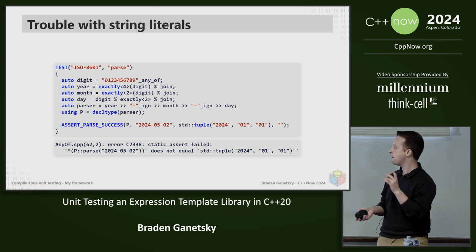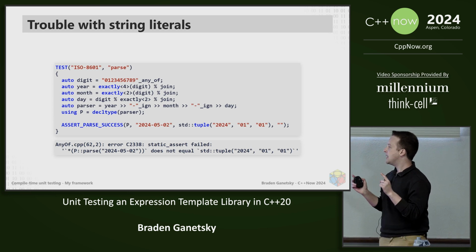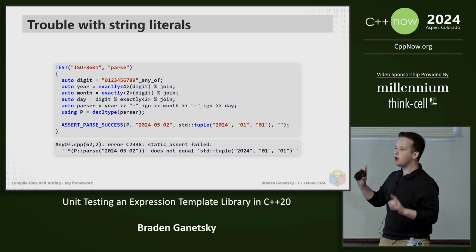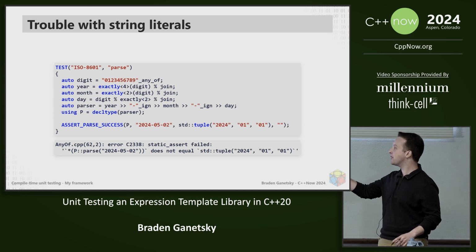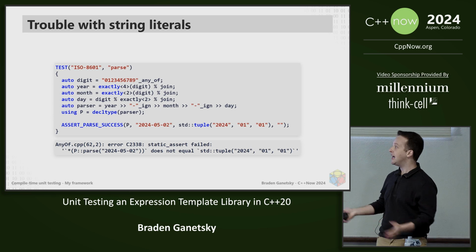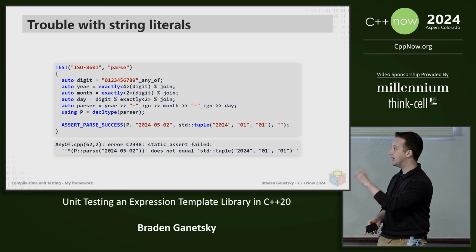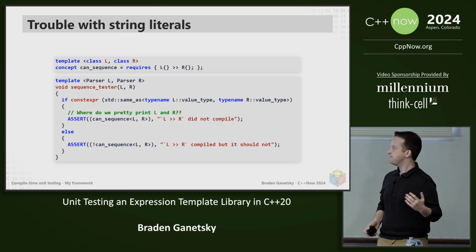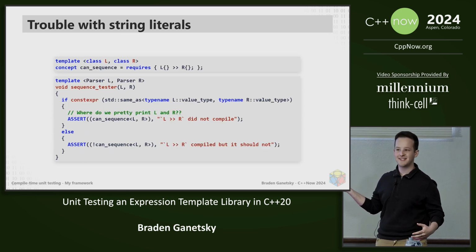P: parse of this string does not equal the tuple of those things, and I look at it and it's obvious. But it's only obvious because I know what P is. If I don't know what P is, it's not obvious. In this case, I constructed P explicitly in this test, so this should be easy to debug. What about in the parameterized case?